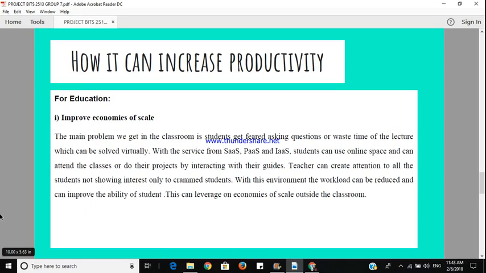The main problem we get in the classroom is that students fear asking questions or waste time in the lecture, which can be solved virtually. With the services from SaaS, PaaS, and IaaS, students can use online space and can attend the class or do their project by interacting with their guides. Teachers can give attention to all the students, not showing interest only to crammed students. With this environment, the workload can be reduced and the ability of students can improve. This can leverage economies of scale outside the classroom.